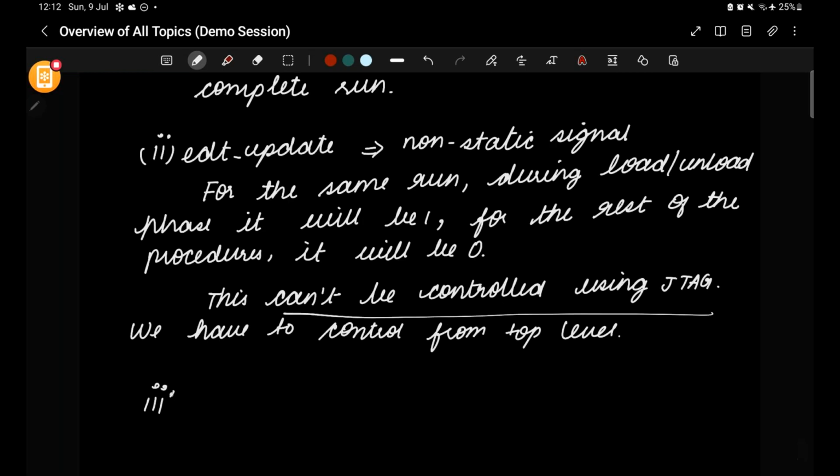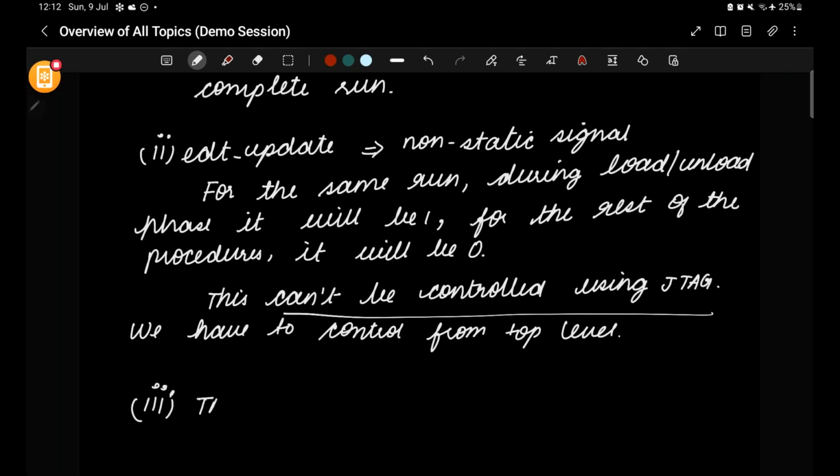If you are not familiar with the EDT update signal and the others, no issues. We will be covering it during our EDT class. While explaining the EDT waveform, we will cover what the EDT update signal is and what its use is, and also EDT bypass. We cover all the signals.